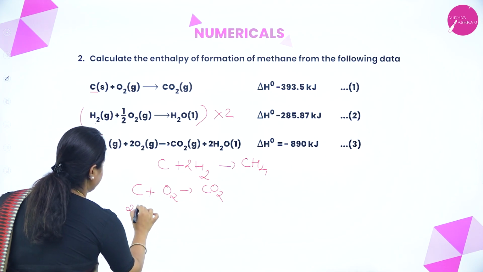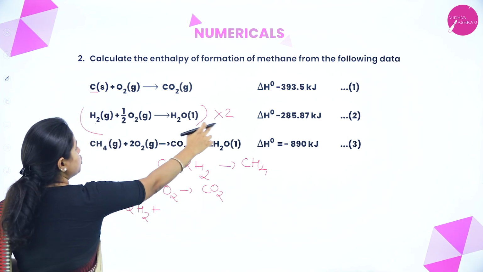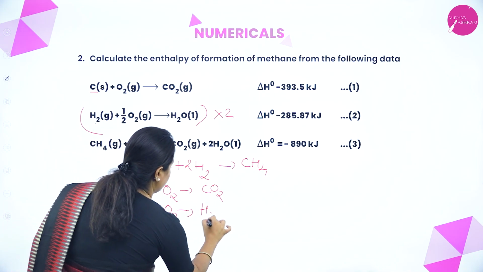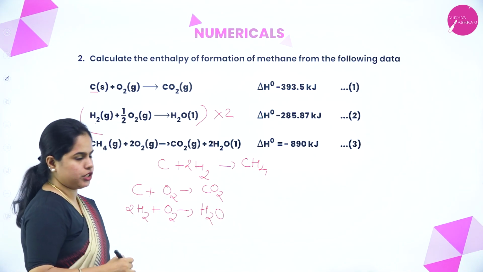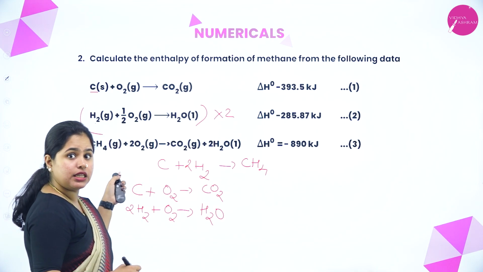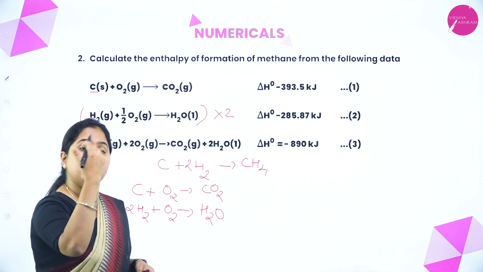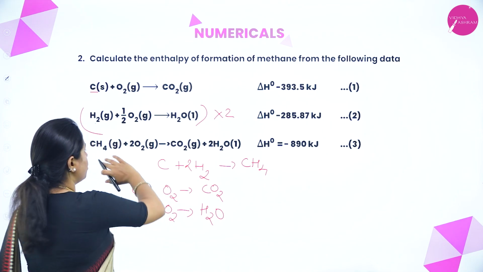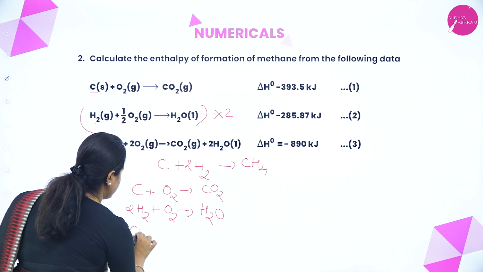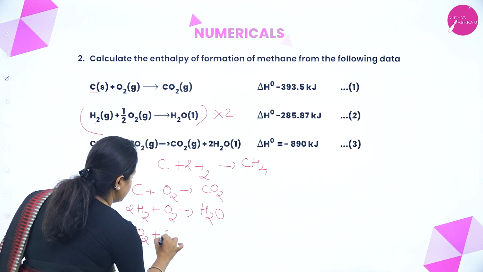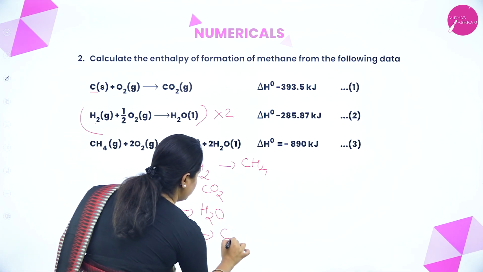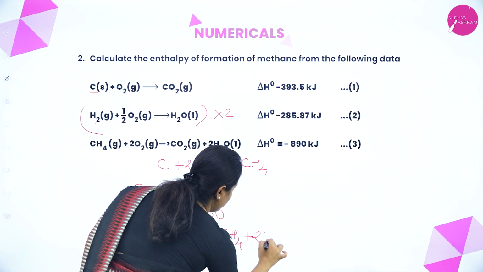Now the second one I am going to multiply, 2H2 plus, 2 into half is 1, right? So O2 will give 2H2O. So this becomes my second equation. Now moving on to the third one, CH4. Methane is in the reactant side, but I need methane in the product side, right? So I am going to reverse this reaction. So this comes here. So the equation becomes CO2 plus 2H2O giving CH4 plus 2O2.